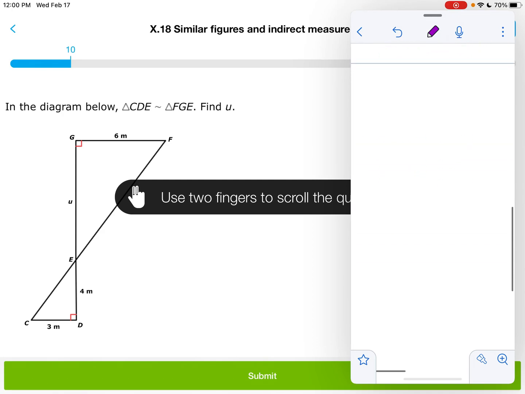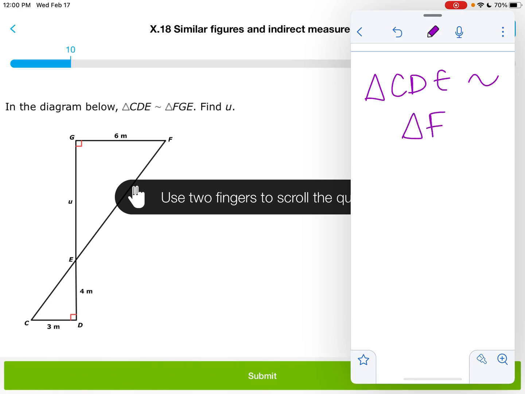Awesome. Moving on to our next one. This takes a lot of thought, so hang in there, okay? This time they tell us triangle CDE is similar to triangle FGE. Okay, so we need to find U. And U is this side right here. That is side GE.